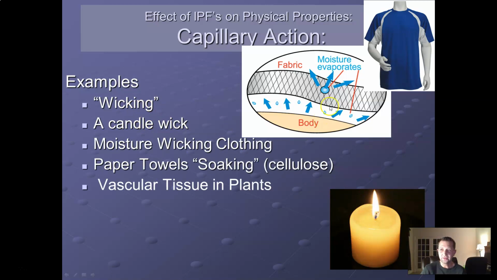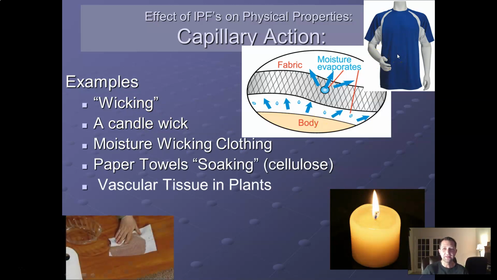Moisture-wicking clothing, if you have clothing like this. We talked about earlier in the unit that evaporation is a cooling process. So clothing like this actually pulls the sweat away from your body. It wicks the sweat up through capillary action, which helps it evaporate, and when it evaporates, it cools. So clothing like this is meant to cool you down by speeding up the rate of evaporation by pulling that sweat away from your body.